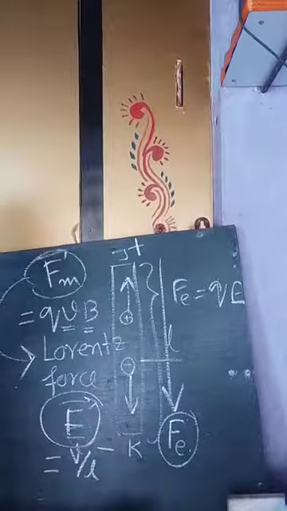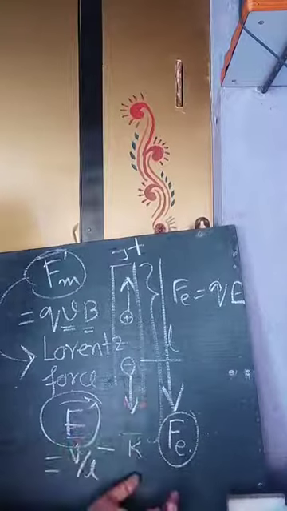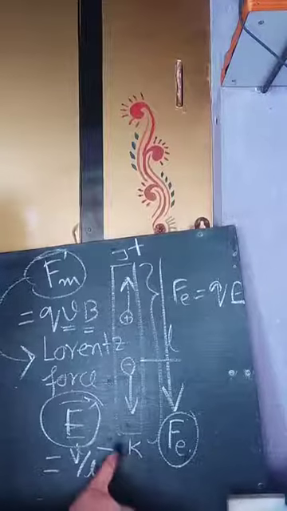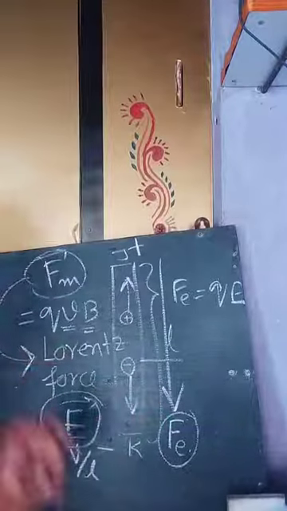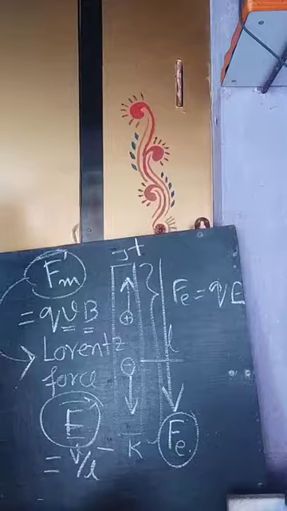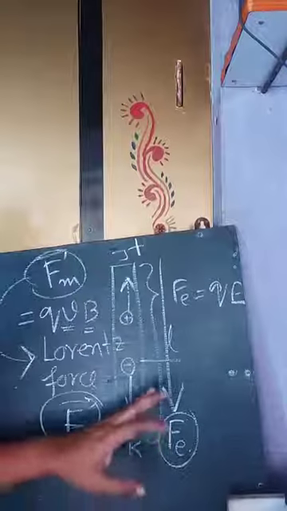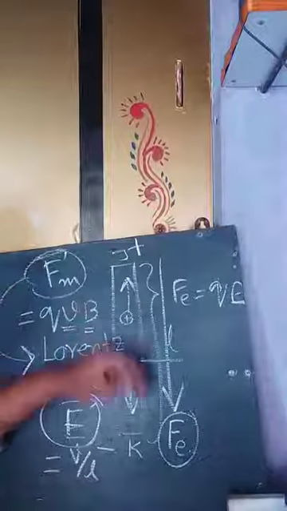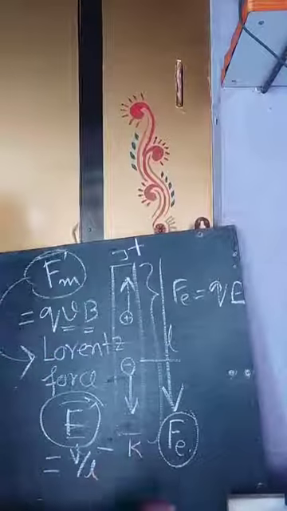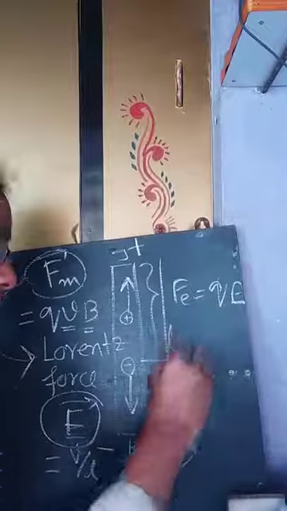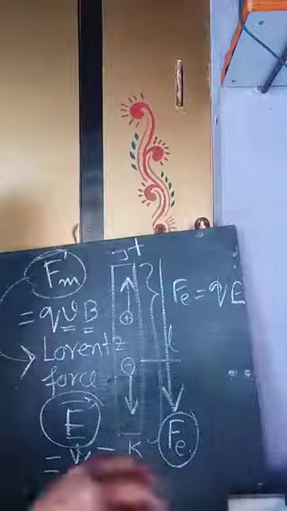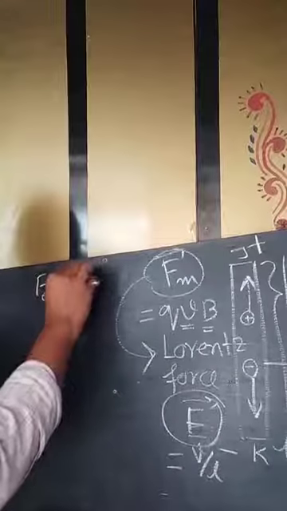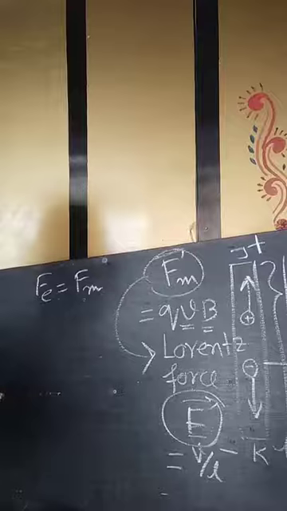So as more and more electrons reach the end of K, the magnitude of the electric force Fe goes on increasing until it equals Fm. Clear? Now the resultant force on each charge in the rod becomes 0, and the movement of the electrons towards K stops. In this condition, what can we say? For this condition, Fe equals Fm, right?